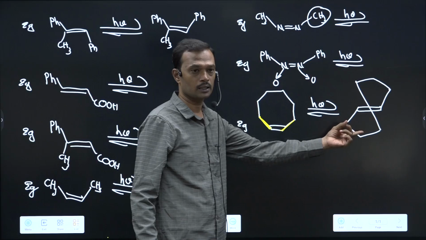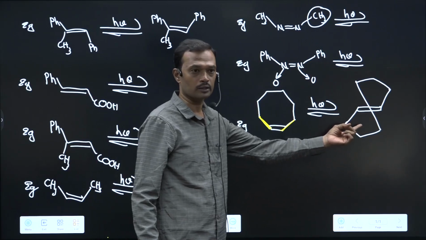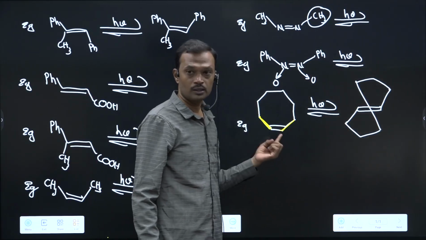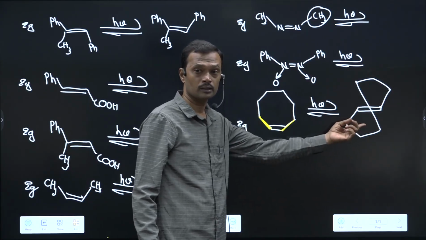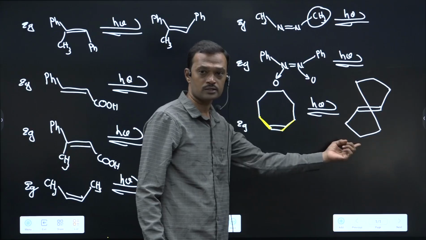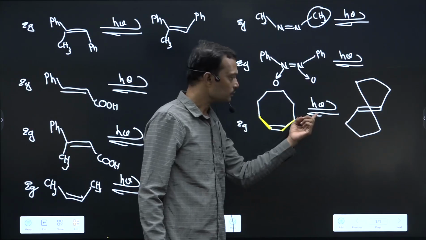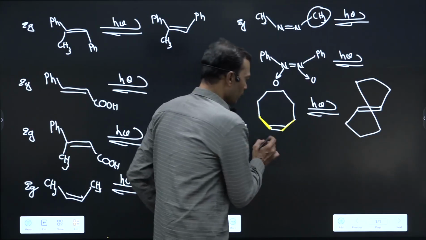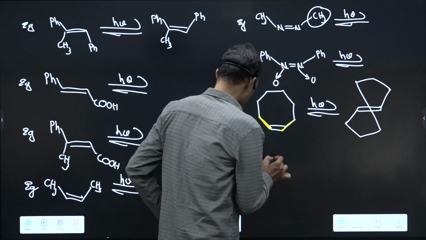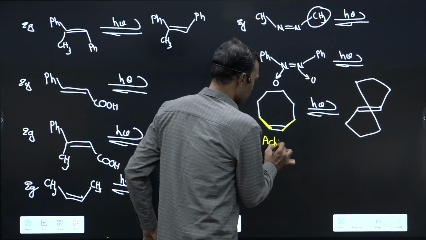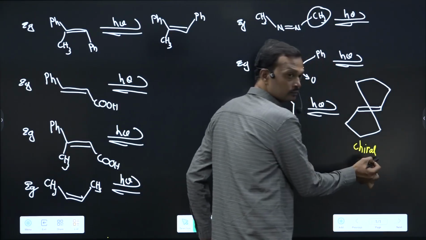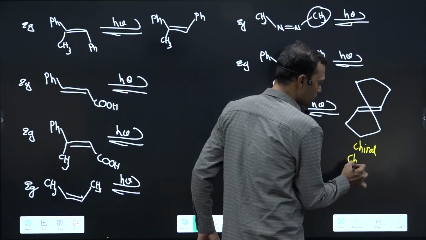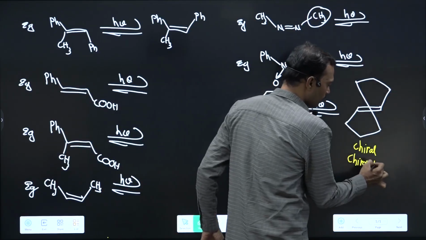Trans-cyclooctane. This is called cis-cyclooctane. Cis-cyclooctane can be converted to trans-cyclooctane. Is cis converted to trans? Yes, with a suitable wavelength. Now initially it is achiral. This molecule is achiral and this is chiral, optically active. What is the reason for it being optically active? Chiral plane.